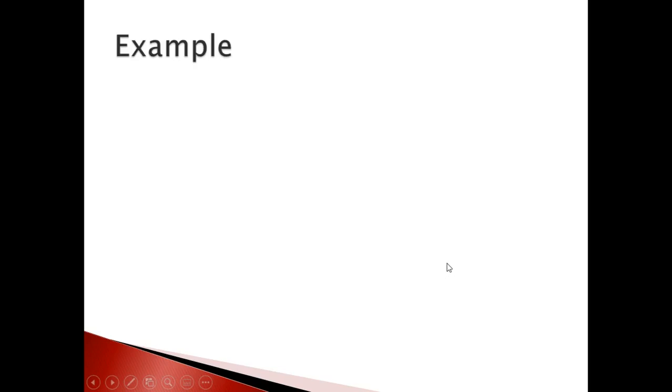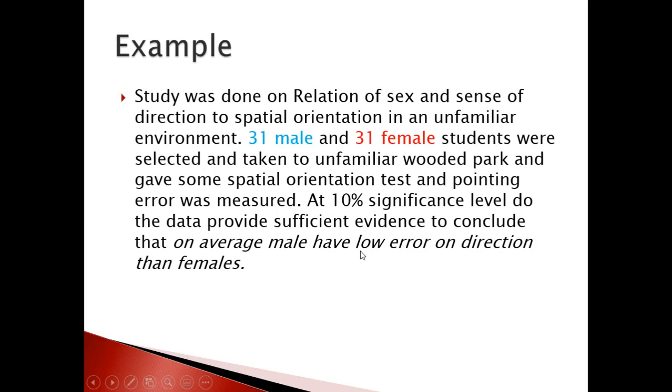Okay, now let's see an example. This example says that a study was done on the relation of sex and sense of direction to spatial orientation in an unfamiliar environment. 31 male and 31 female students were selected and taken to an unfamiliar wooded park and given a spatial orientation test, and pointing error was measured. At the 10% significance level, do the data provide sufficient evidence to conclude that on average males have lower error on direction than females?